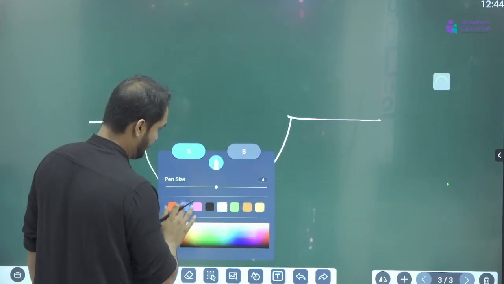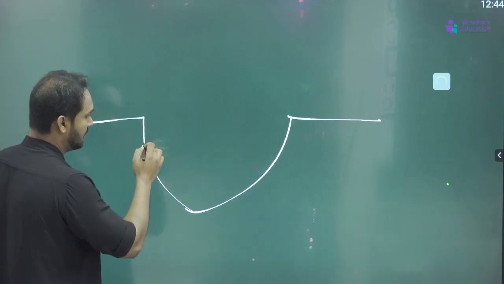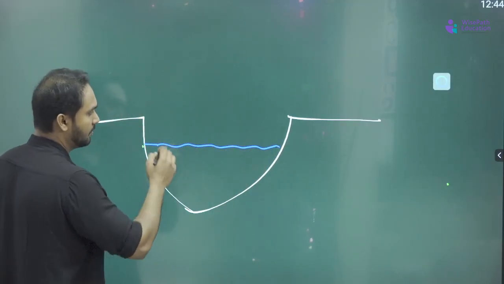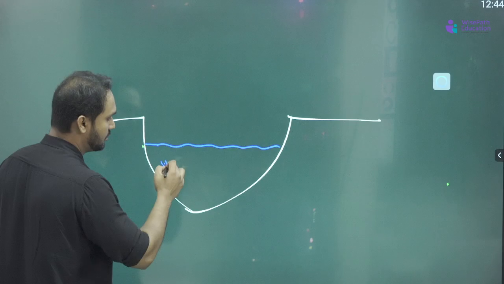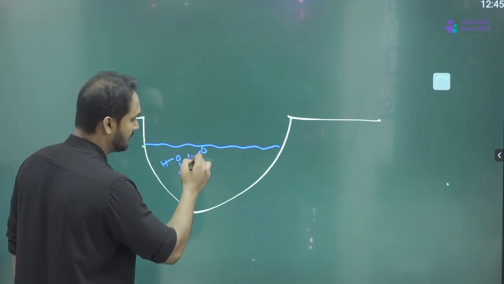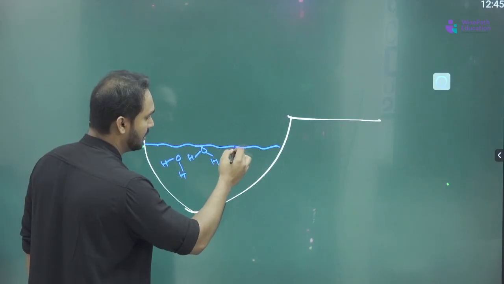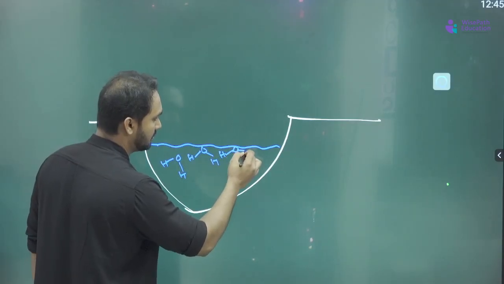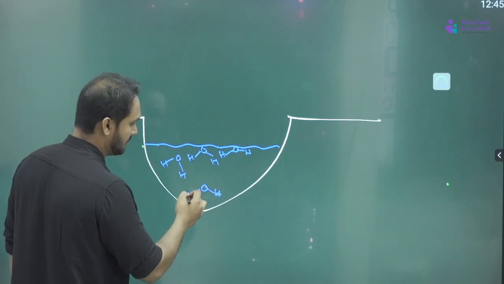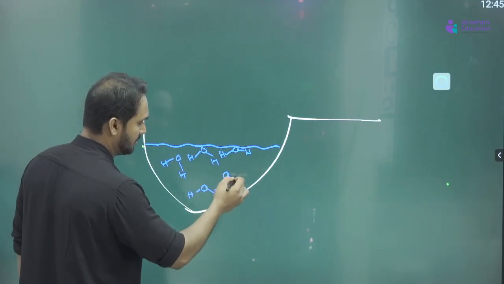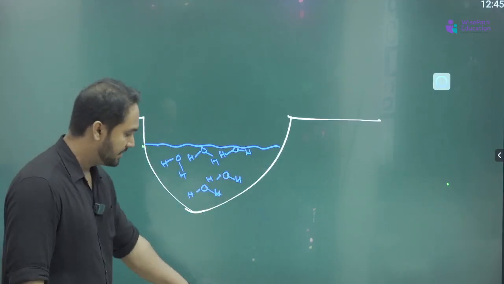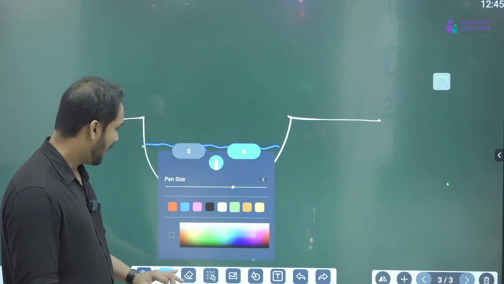right? So water is here. Now this is water, right? So water is there as H2O molecules, right? Water is there as H2O molecules, isn't it? Water is simply H2O. Right. And these H2O molecules are dynamic.